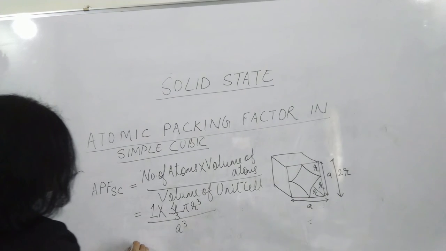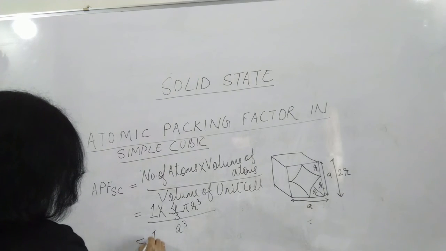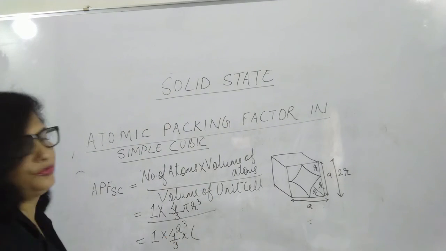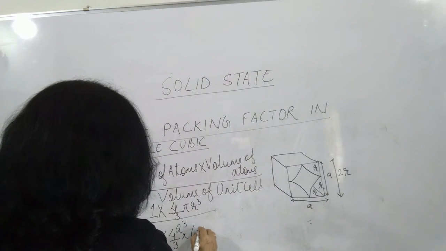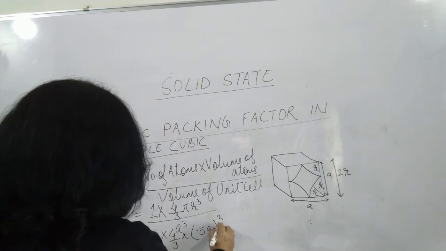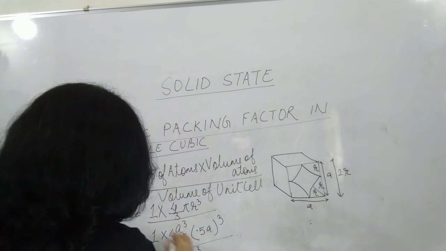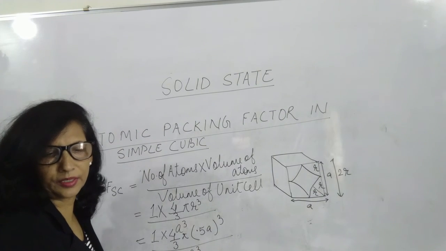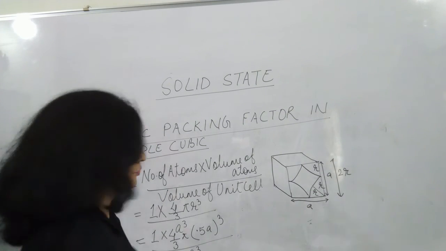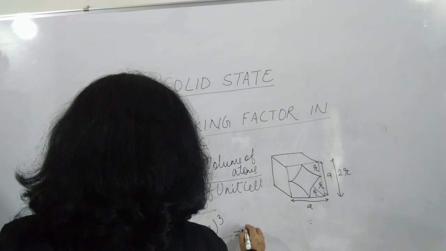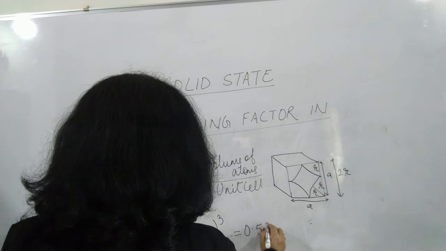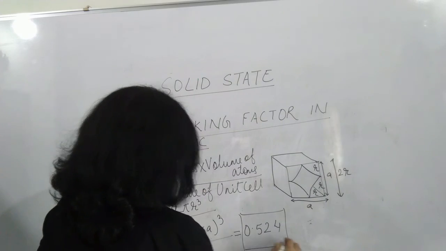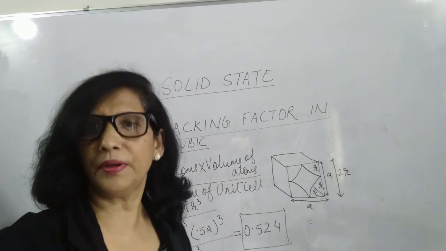So we have here 1 multiplied by 4 by 3 pi. The value of R we have calculated is 0.5 A, cubed, divided by A cube. You just do this calculation and it will come to 0.524. This is your atomic packing factor for simple cubic.